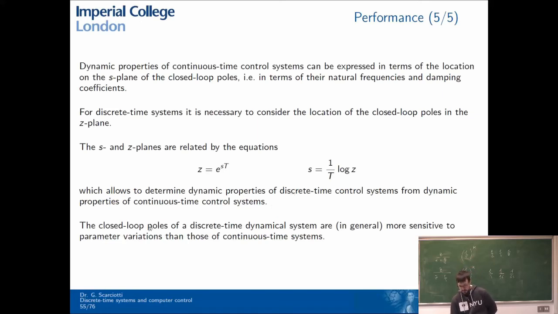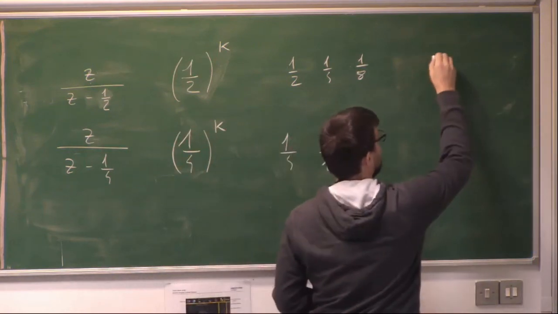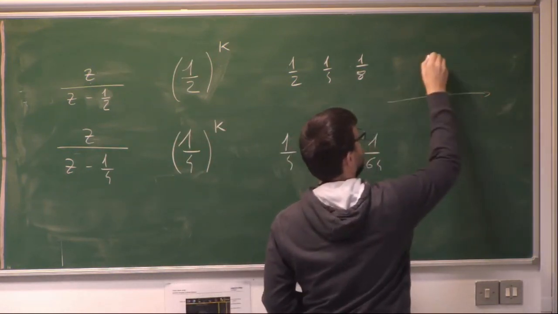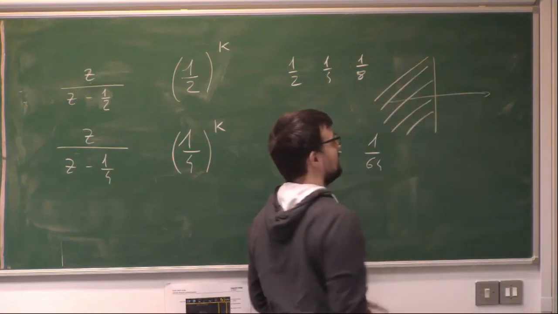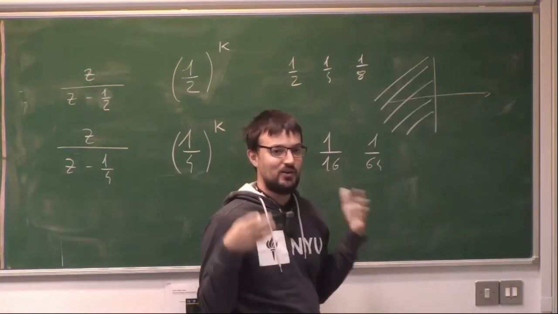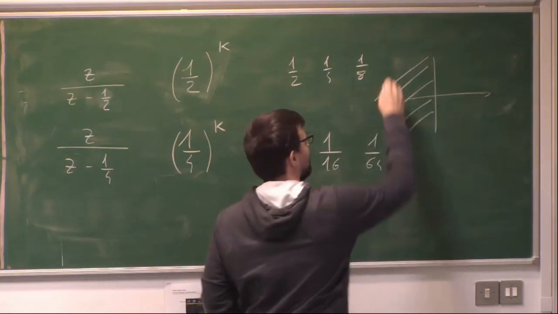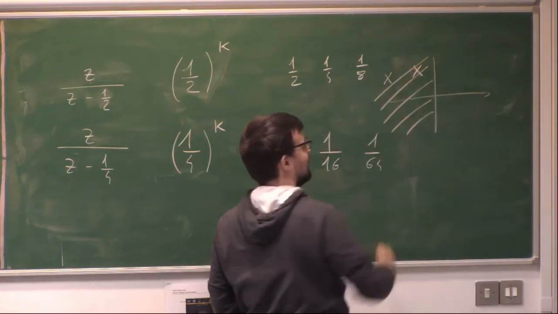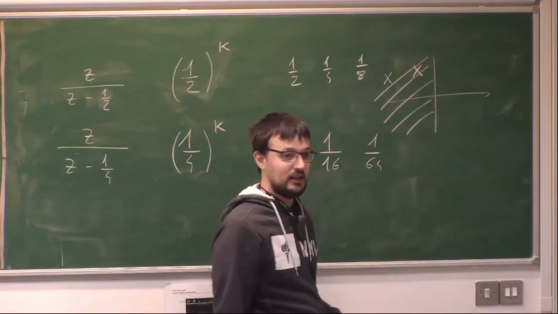Finally, I want to point out that the closed-loop poles of discrete time systems are, in general, more sensitive to noise and parameter variation than those of continuous time systems. What does it mean? Well, this, again, is something that is quite obvious. In continuous time, we have that all this region is the region of stability. So we have a half plane, a good area where to put a pole. So if we have a pole here or we have a pole here, it doesn't change anything. Okay, the system is still asymptotically stable.